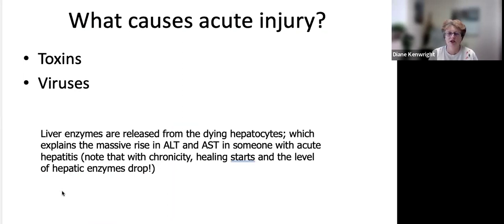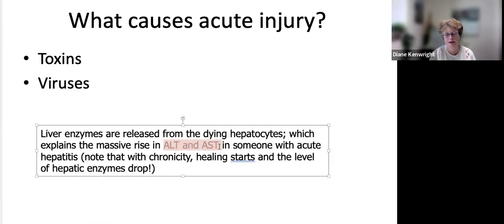So the most common causes of acute injury are toxins and viruses, and toxins, of course, includes alcohol. And this is where we start thinking about liver enzymes and their relationship to liver injury. So liver enzymes are released from the dying hepatocytes, which explains the massive rise in transaminases.